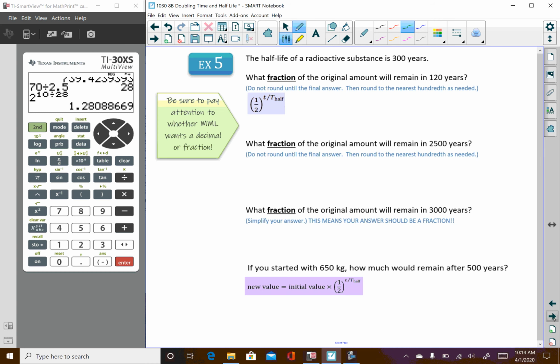Okay, so the half-life of a radioactive substance is 300 years. What fraction of the original amount will remain in 120 years? So 120 years is our given amount of time, and our half-life is up here at the top. Wow, good handwriting. Okay, so our base now is half because we're decaying, and then our given amount of time, 120, goes in the numerator, and the half-life is the denominator.